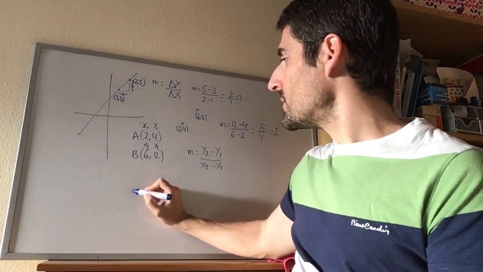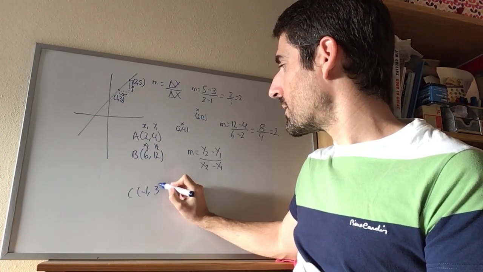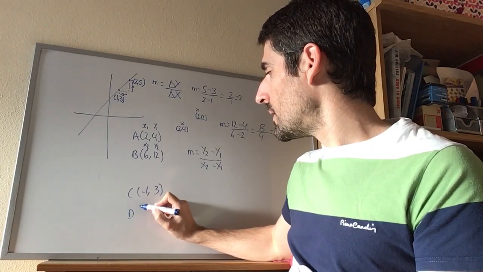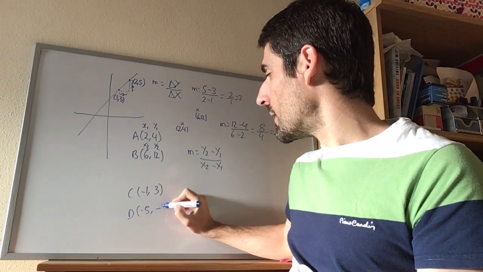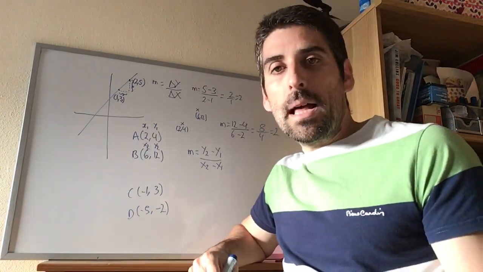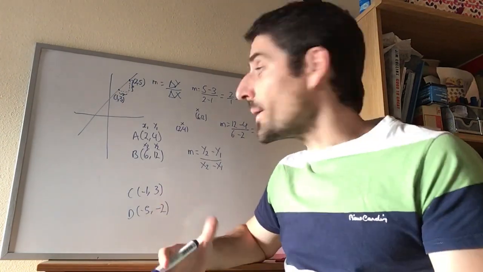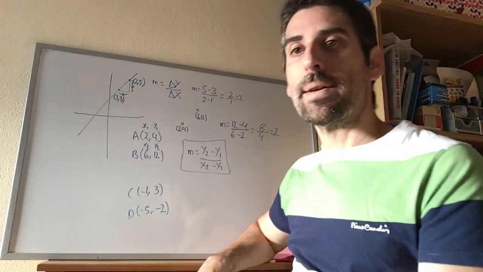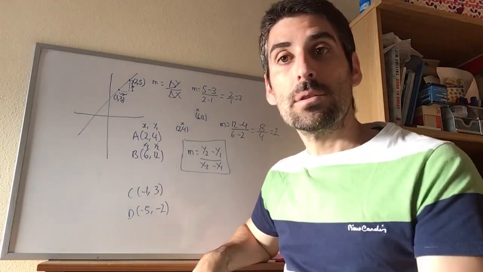So point C, let's say is minus 1, 3, and point D, I don't know, this could be minus 5, minus 2. I just made those numbers up. The negative numbers can be a little bit scary, but it works in exactly the same way. We're going to use our formula here. So I recommend you write that down nice and neat, highlight it, learn it, because this is not given to you in the exam.